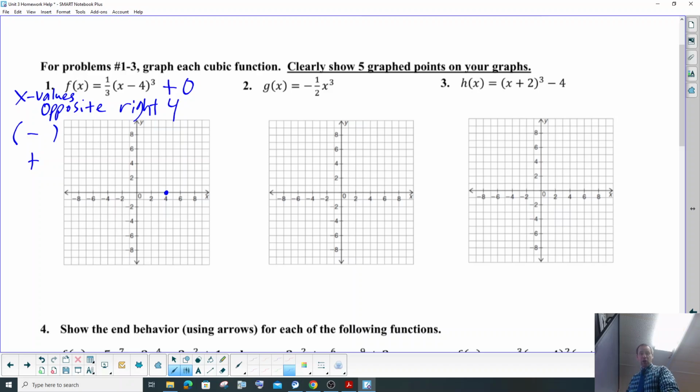And then 1/3 means wider, right? Do you remember that? If it's a fraction, wider. If it's a whole number, then narrower. So we're going to go wider. How much wider are we going to go?